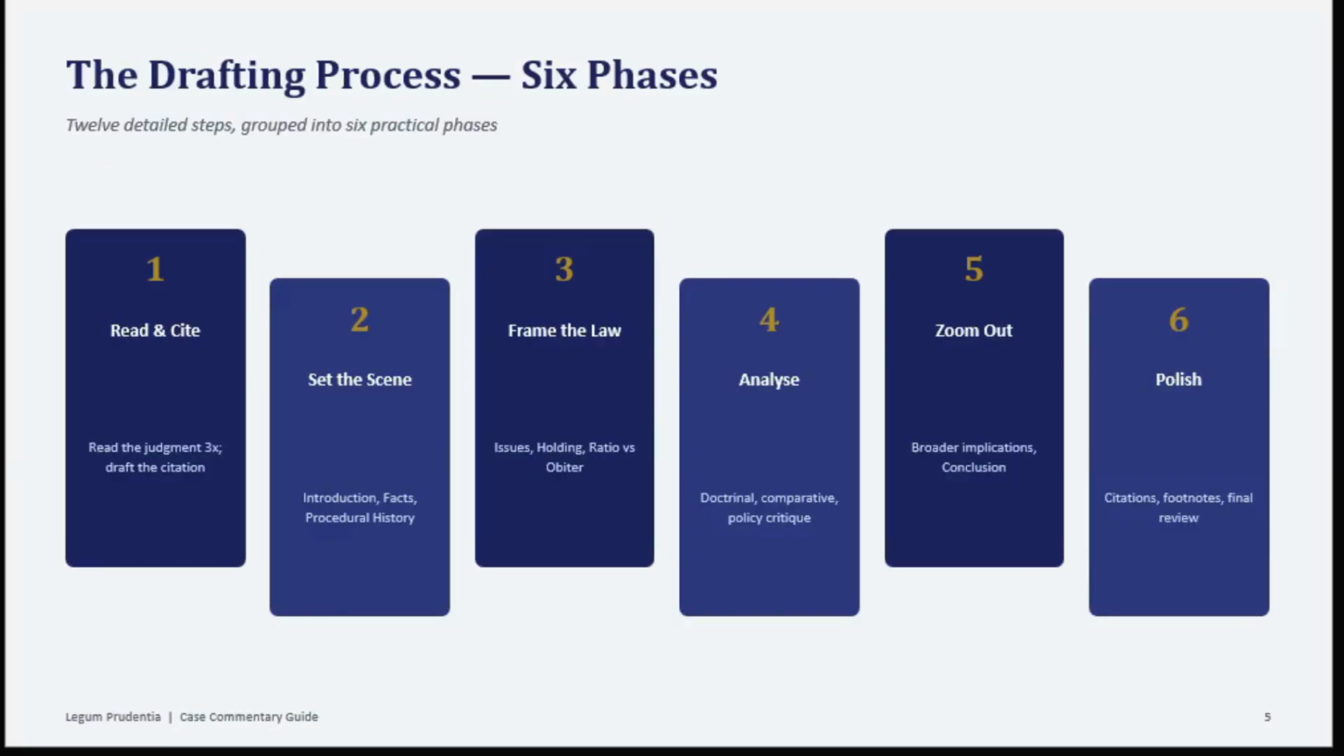After structure, what we need to learn is the drafting process. We can divide it into 6 phases. First phase is read and cite: read the judgment, draft the citation. The second phase is set the scene: introduction, facts, and procedural history. After this, frame the law: issues, holding, ratio versus obiter. Then, fourth, analyze: doctrinal, comparative, or policy critique. Then, fifth, zoom out: broader implications, conclusion. And then, last, polish: citation, footnotes, final review.